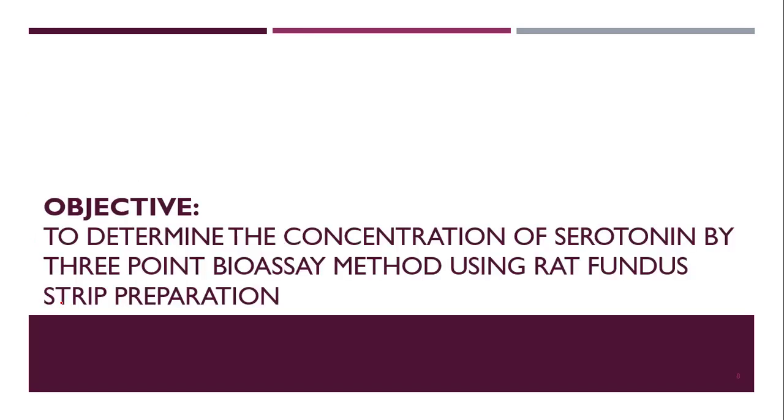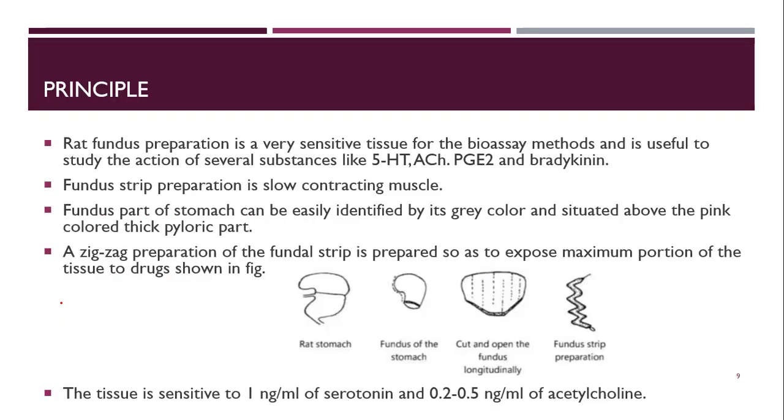So the objective is to determine the concentration of serotonin by 3-point bioassay method using rat fundus strip preparation. The principle: rat fundus strip is a very sensitive tissue for bioassay methods, and it is useful to study the action of various substances like 5-HT, SEH, then PGE2, that is prostaglandin E2, and lastly bradykinin. We have already studied the pharmacology of 5-HT and SEH, and in the next chapter we will be studying PGE2, and then bradykinin.